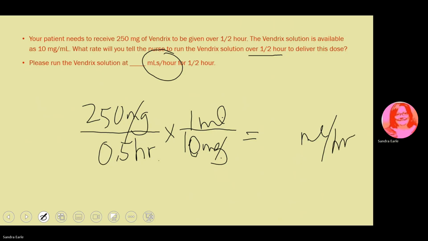So 250 divided by 0.5 divided by 10 is 50. So we're going to be running it at a rate of 50 milliliters per hour for 1/2 hour. So that's 50 milliliters per hour for 1/2 hour. Good.